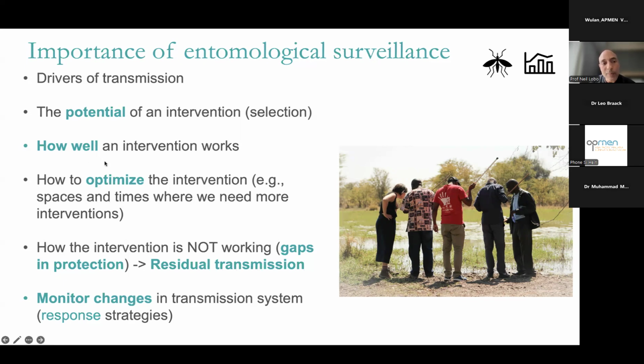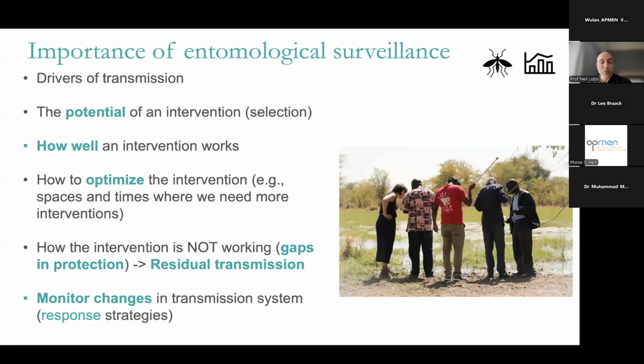And once you find out how it's working and how it's not working, you can figure out how to optimize your intervention. You can actually, as I just said, understand how your interventions are not working, which is your gaps in protection, which will explain where and when all your residual transmission is coming from. And this is really important. Entomological transmission will help you monitor changes in your system.